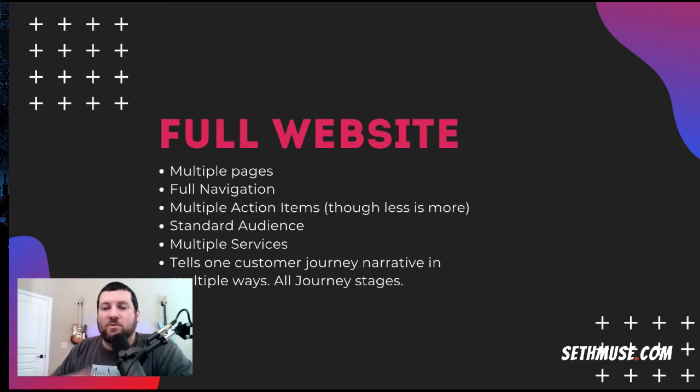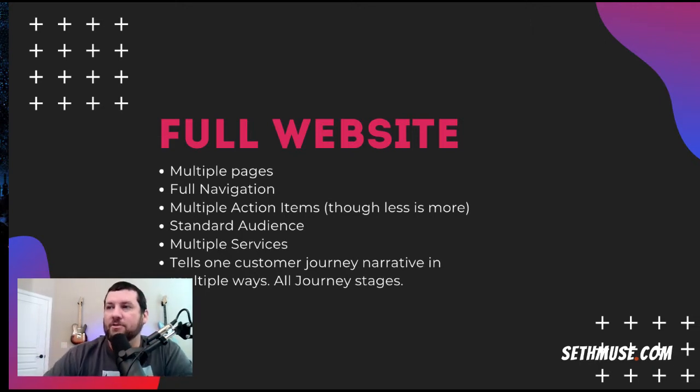So you've got navigation with drop downs and all kinds of stuff for all the things that you do. Multiple services, and it tells the one customer journey narrative in multiple ways, and it basically covers all those journey stages. So awareness, consideration, and decision. It covers all those. So you can do all those things with a full website. This is what makes full websites really complicated for people because really you're talking about prioritizing things versus cutting things out. So that's a complicated deal.